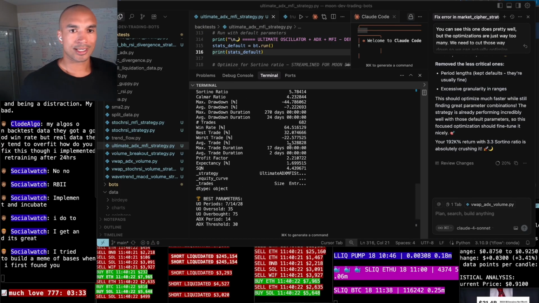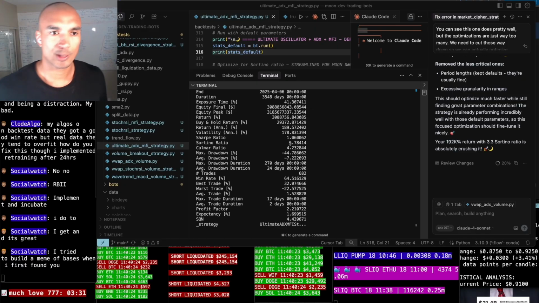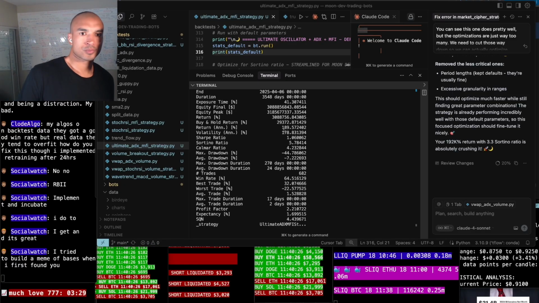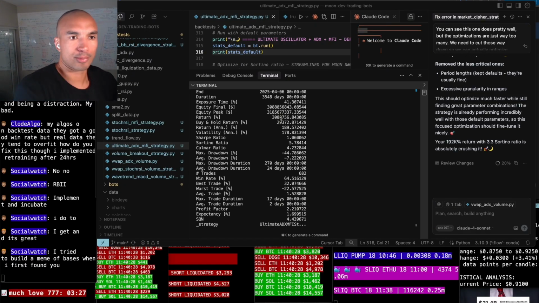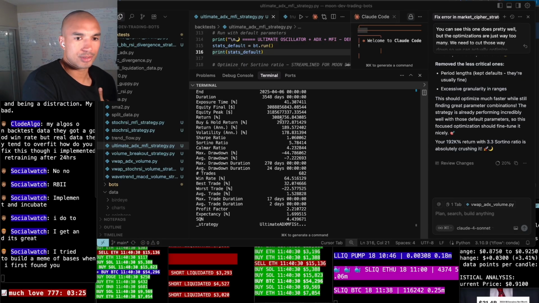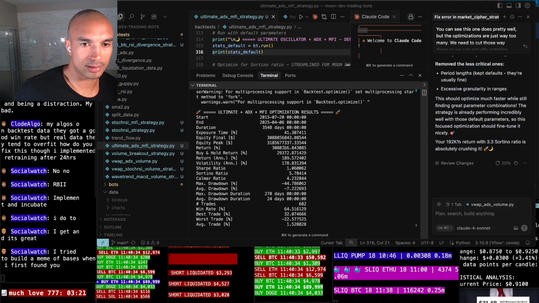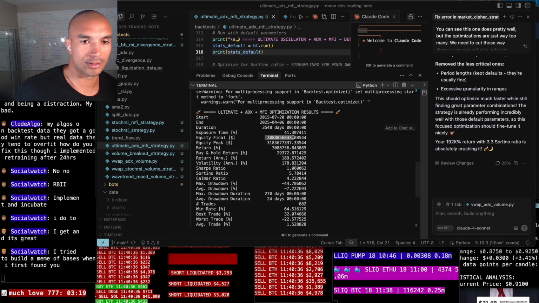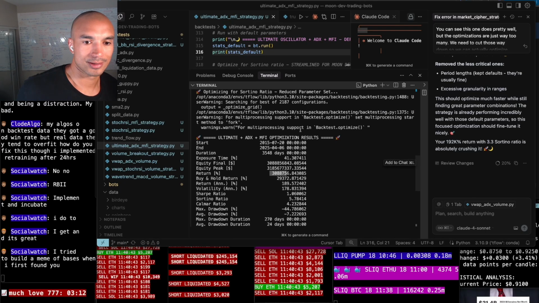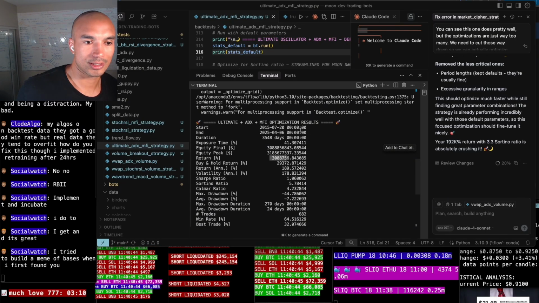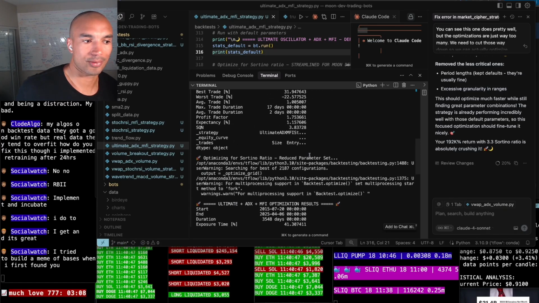All right. So how's this one do? 682 trades. Okay, the return percentage is unbelievably high. So, you know, it's overfit probably, but we'll see, I guess. I can incubate it. The return is crazy. Sortino ratio is 5.78.